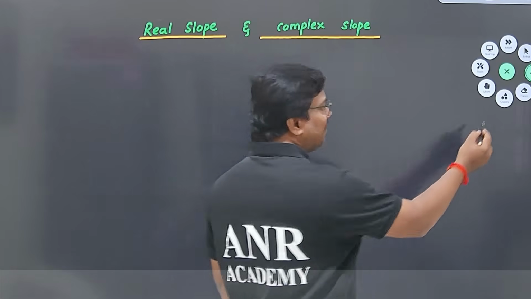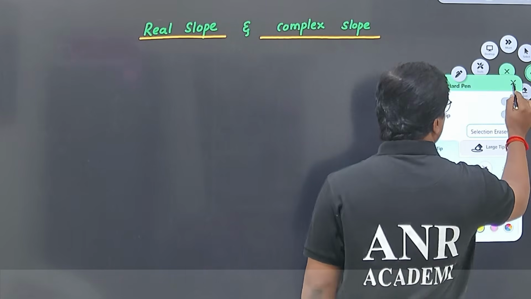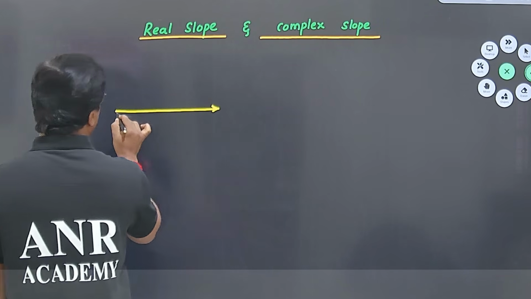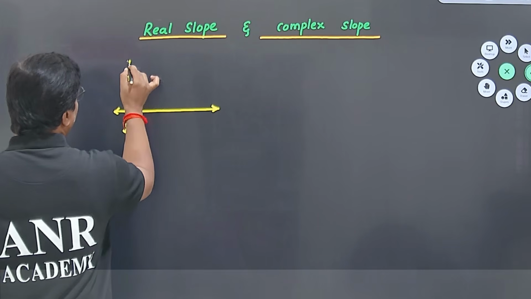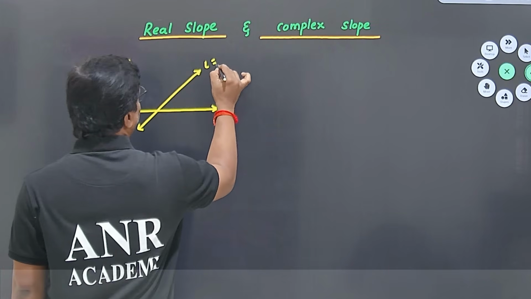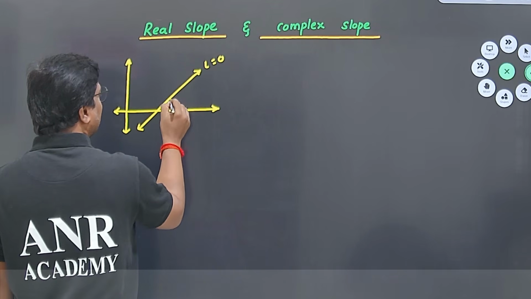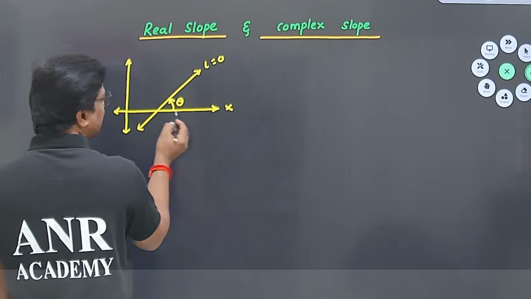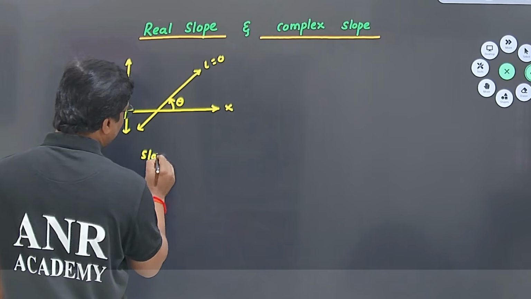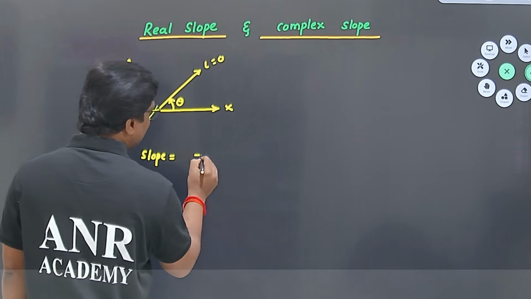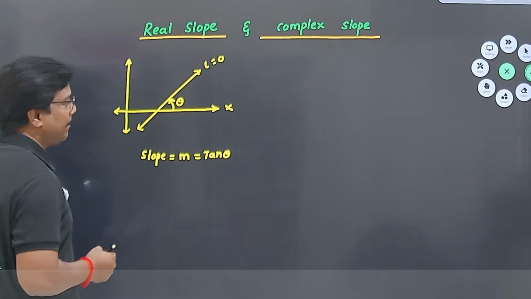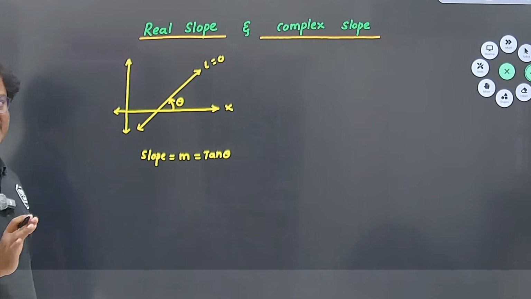Suppose a straight line L equal to 0 makes an angle theta with the positive direction of the x-axis in the counterclockwise sense. That is the diagram. Then the slope is defined by the tangent of the angle, and it is usually denoted by m. This is the definition of real slope.